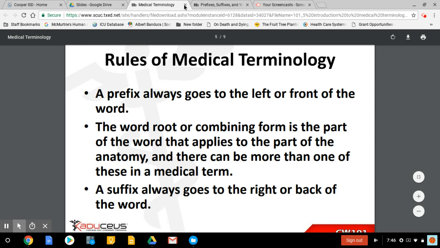The word root always pertains to something related to the anatomy, either the part of the body, the system, or maybe even the disease process. So the word root is going to be basically the basic meaning of the word, and the prefix and suffix are going to add to it to make it a more complete word.